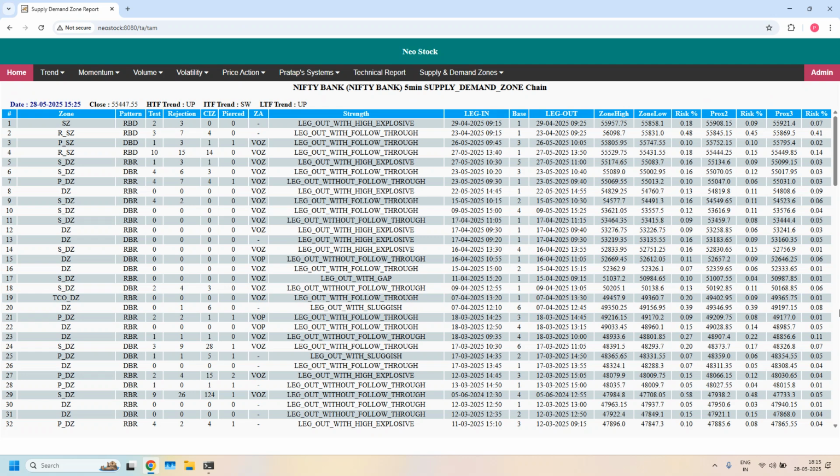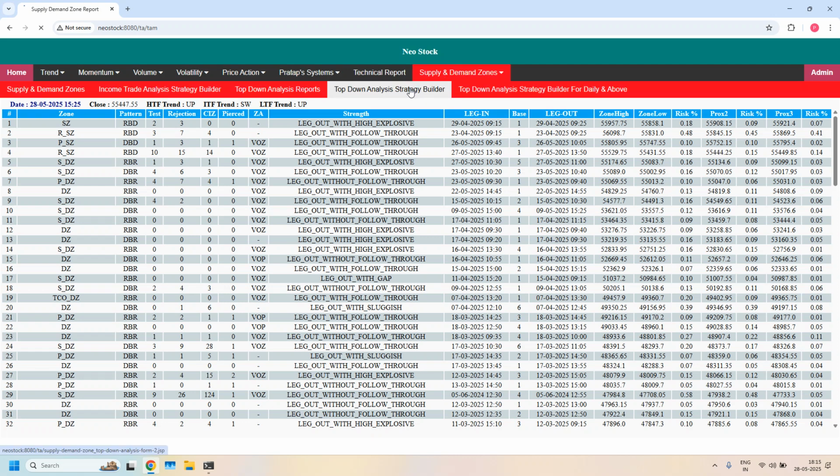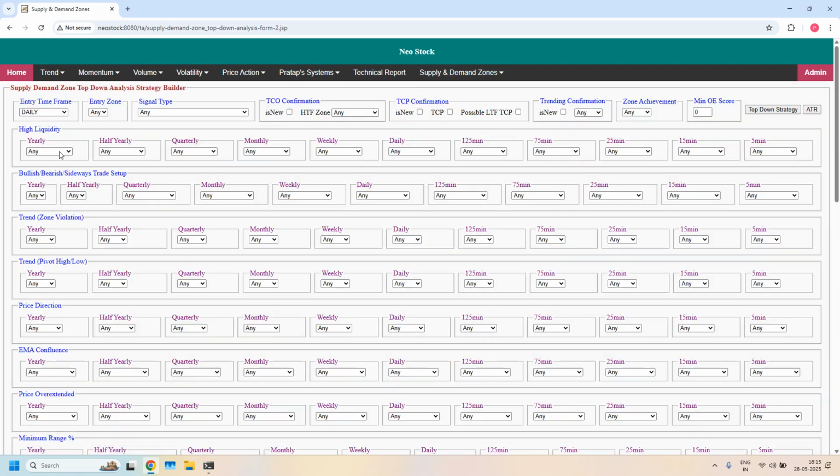Now we completed both Nifty and Bank Nifty supply demand zone chain reports. Next we will generate sideways, bullish, bearish trade setups for monthly, weekly, daily and hourly income trades. Starting with monthly income trade, sideways long trade setup, entry time frame daily, entry zone demand zone, bullish, bearish or sideways trade setup at daily time frame. I am selecting sideways long.